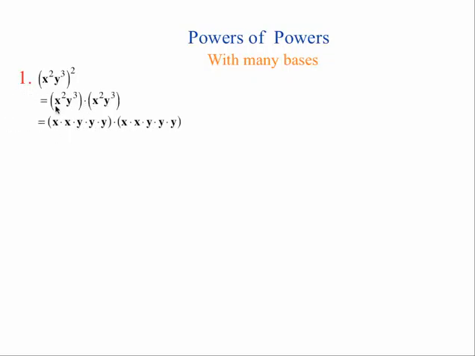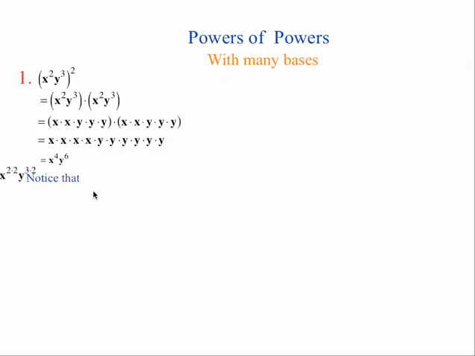Which gives us x to the power of 2 is x times x, y to the power of 3 is y times y times y, times itself again, times x times x times y times y times y. Now remember, these are all multiplying each other. Multiplication is associative, so I can remove the brackets, and multiplication is commutative, so the order doesn't matter. So I'm going to rewrite that with the brackets removed, all the x's beside each other. Notice there are 1, 2, 3, 4 x's multiplying each other, and all the y's multiplying each other, and there are 1, 2, 3, 4, 5, 6 y's multiplying each other. So we end up with x to the 4 times y to the 6.